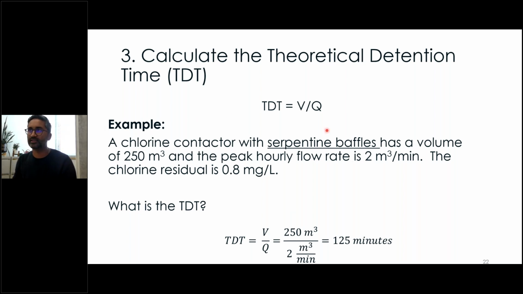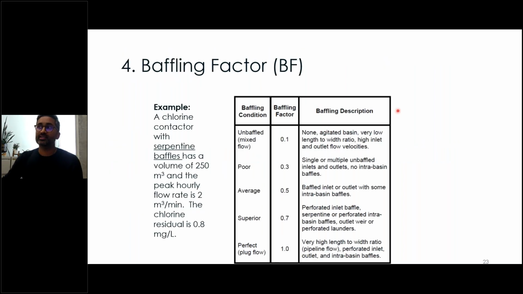Okay, so that's how you calculate TDT. That's step 3. Step 4 is using a table like this one to determine your baffling factor. So based on the description of the baffles that you have in your tank, you might have no baffles at all, it just goes into a tank and out the tank, there's no baffles in that tank, then your baffling factor would be 0.1.